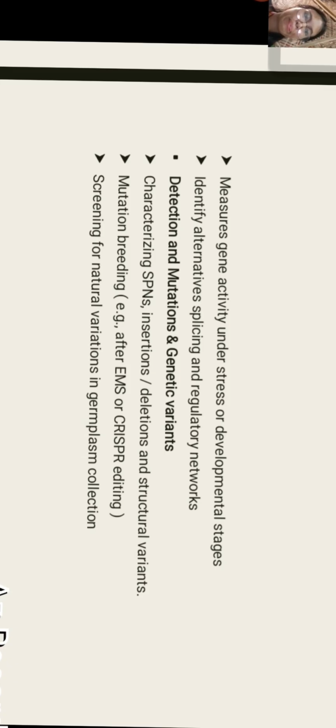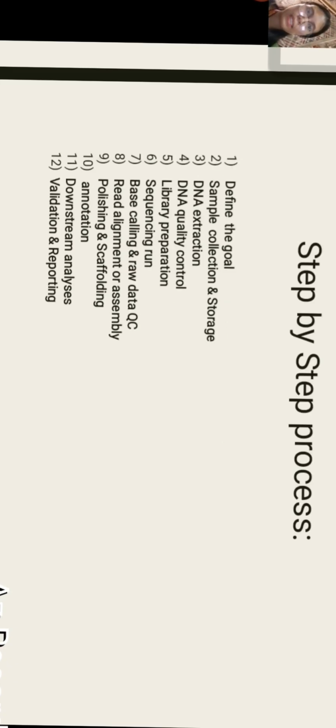Then, step by step process. Number one is define the goal. Define the goal, so decide what you want to study or discover. For example, which genes make this rice plant resistant to drought?